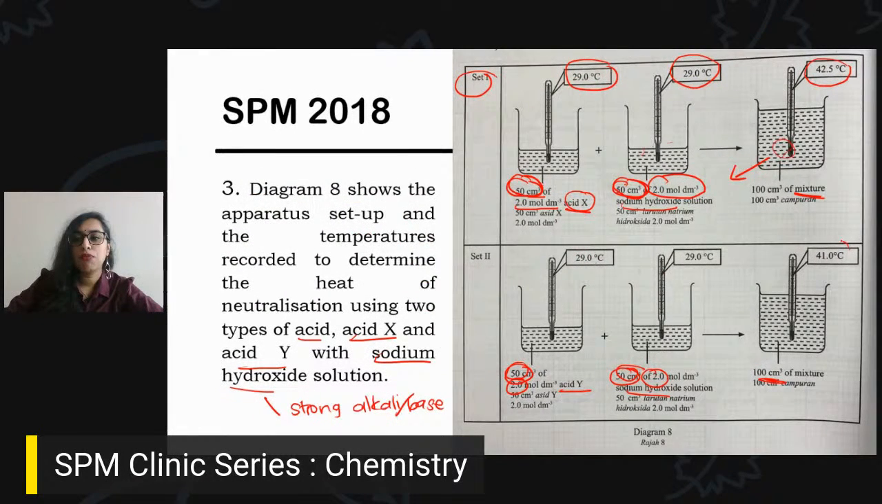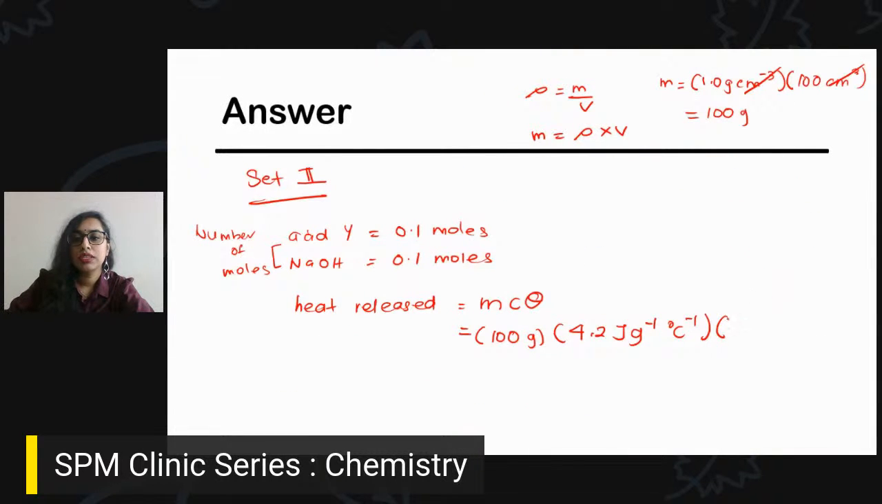Theta is the temperature change. So let's look here. From 29.0 degrees Celsius, it becomes 41.0 degrees Celsius. So 41 is the final temperature, and this is the initial temperature. This is T final. So we will take T final minus T initial. So you will get 41 degrees Celsius minus 29.0 degrees Celsius. So you will get the heat release of 5040 joule. Because this is gram, cancel this one, cancel with this one too. So you're left with joule.